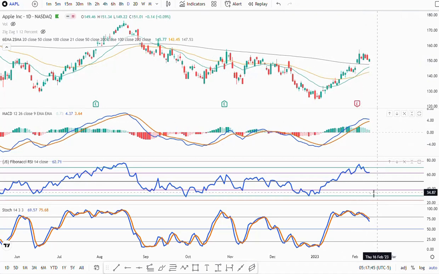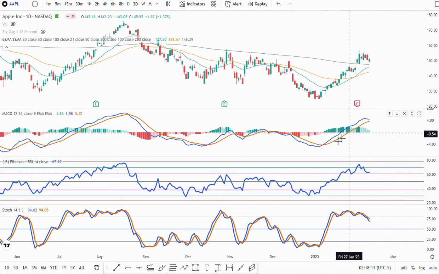If we look at the momentum indicators, we see that RSI is above the 50 level. So this black line right here is the 50 level. It went as high as over 74 last week. It was overbought. So this week's pullback has released some of the overbought condition, but nonetheless it remains above the 50 level. So this is positive.